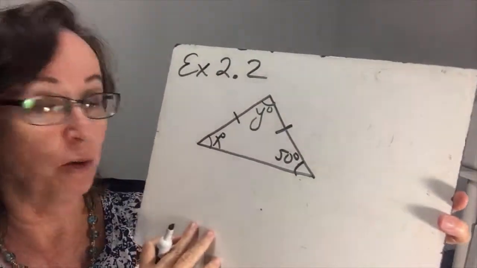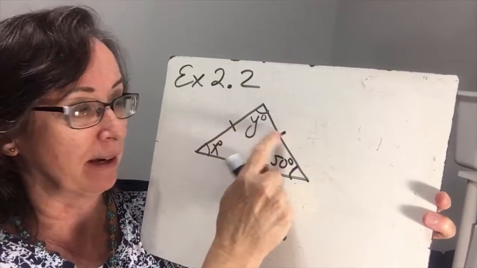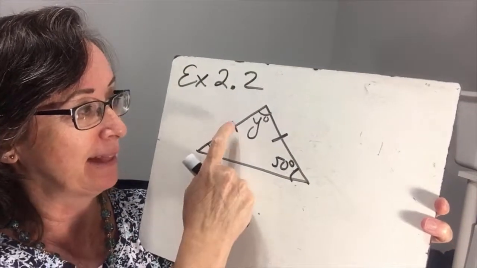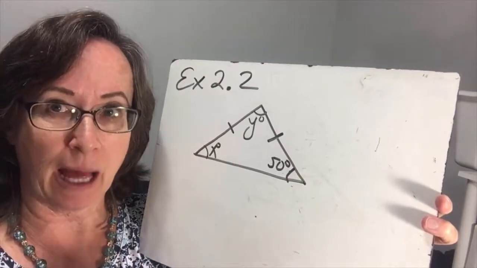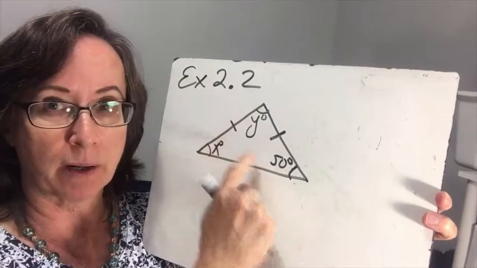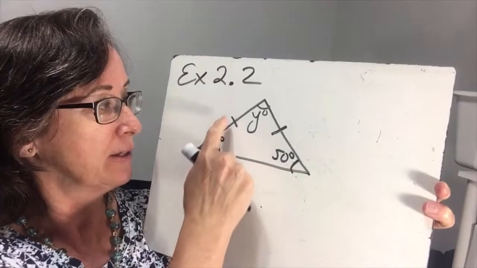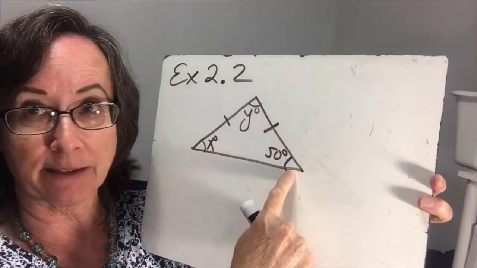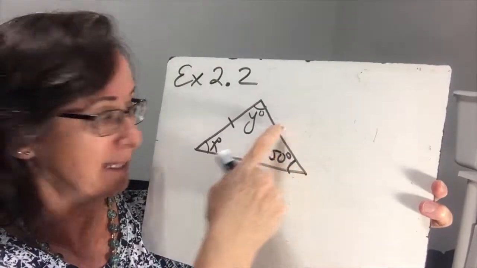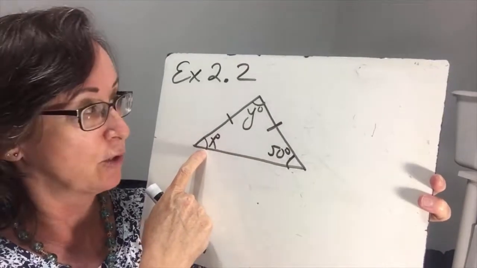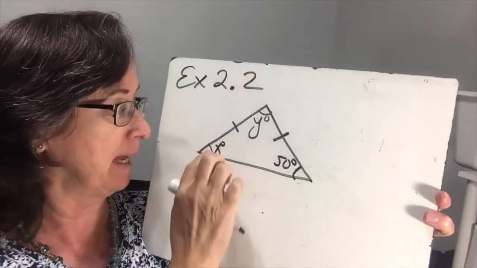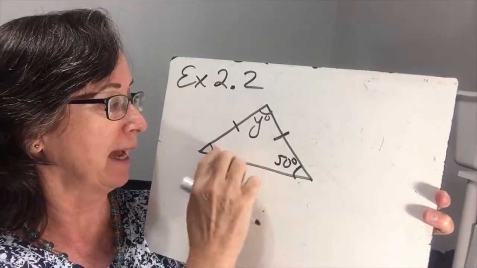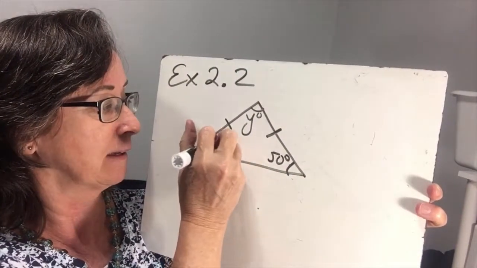This triangle, we are given tick marks here and here. That means that this side is equal to that side. It also means that the angles opposite the tick marks must be equal. So opposite this side is the 50. Opposite this side is the x. So I know that the x and the 50 must be the same, so I'm going to change the x to a 50.